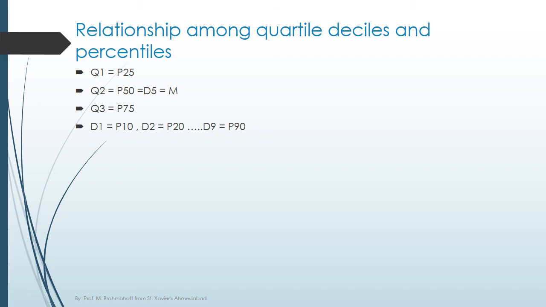I mean, if you find this particular quartile, decile, percentile and median, I mean Q2, P50, D5 and M, from the specific series, the answer will be the same. Q3 is equal to P75, and D1 is equal to P10, D2 is equal to P20. Similarly, D3 is equal to P30, up to D9 is equal to P90.